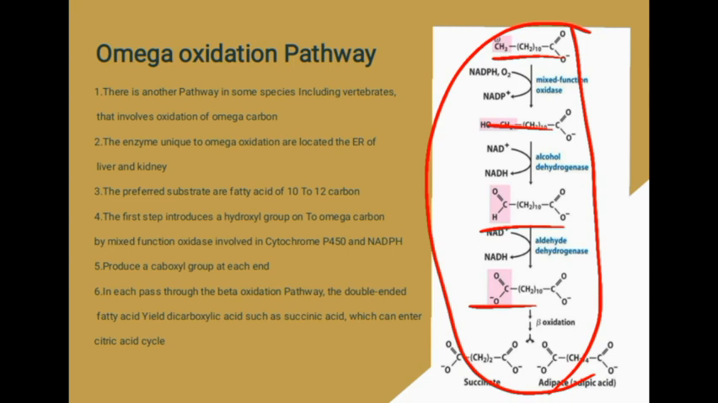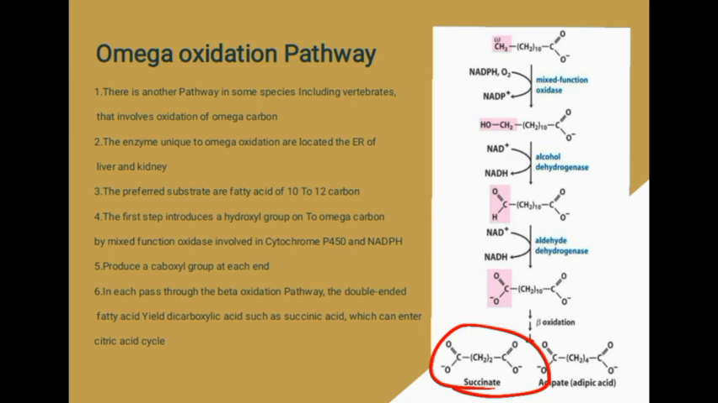In the first step, a hydroxyl group is introduced onto the omega carbon by a mixed function oxidase involving cytochrome P450 and NADPH, producing a carboxyl group at each end. You can see a carboxyl group is produced. In each pass through the beta oxidation pathway, the double-ended fatty acid yields a dicarboxylic acid such as succinate or adipate. Succinate can enter the citric acid cycle, so this succinate is then added into the citric acid cycle.